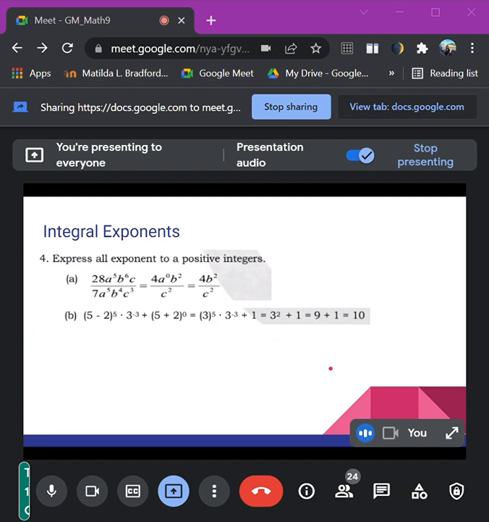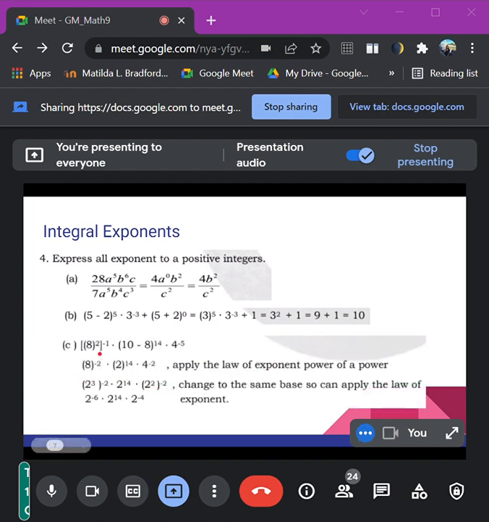Okay, now next one, we have here the quantity 8 raised to 2 and then raised to negative 1 times 10 minus 8 raised to 4 times 4 raised to negative 5. So, remember class that in each of your given, you can apply various laws of exponent.